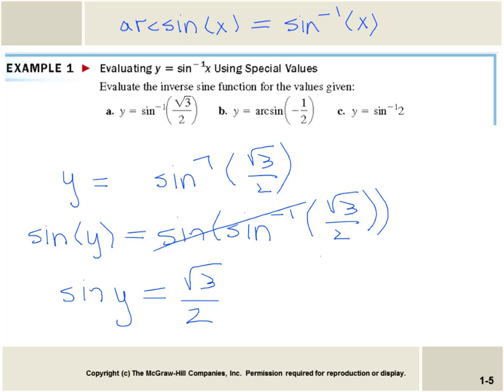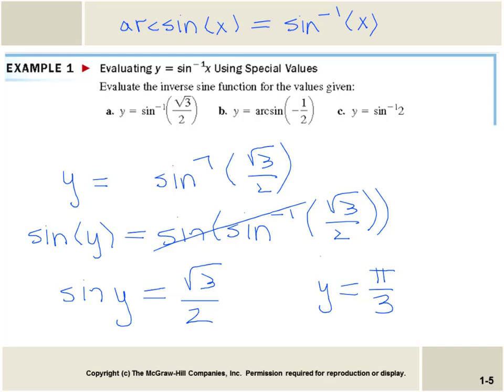Anybody? Anka? Pi over 3. Exactly. So here y equals pi over 3. Does everybody get that? How about B?